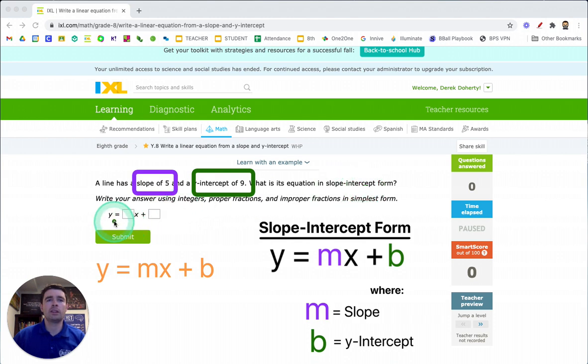So the key here, you see they're helping us out in the beginning. They give us the formula set up a little bit. Whatever the m is, the slope will multiply with x, and whatever the b is, the y-intercept will be added or subtracted by itself. So in this case, it's just a matter of plugging in the slope of 5 and the y-intercept of positive 9.